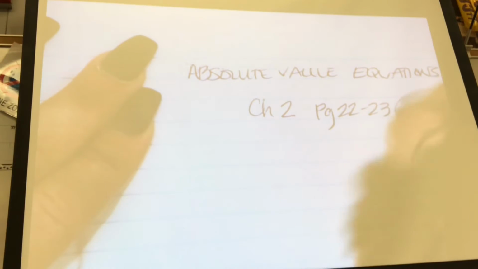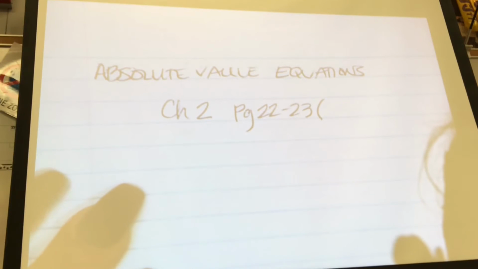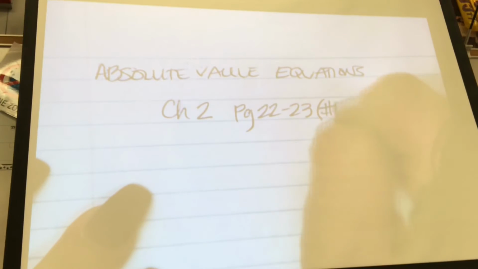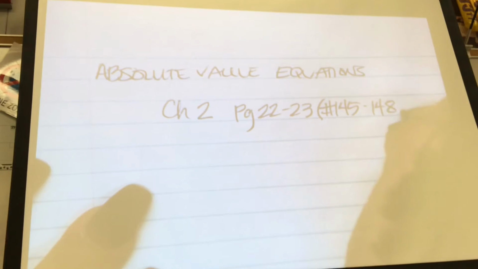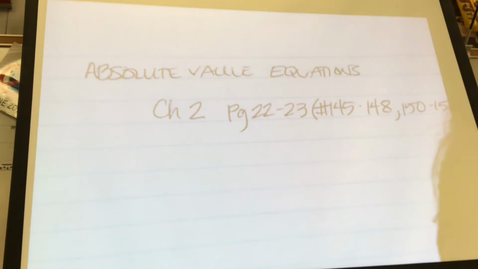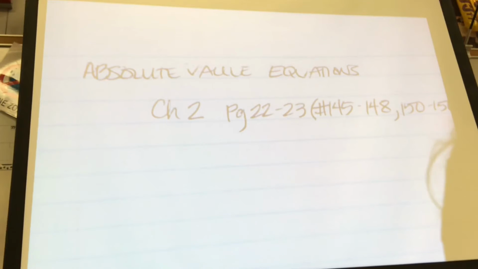This is absolute value equations. We're going to take our notes now. They're really, really short, and then we're going to start our homework. Tonight's homework is chapter 2, page 22 and 23. Write this down, please. We're going to do numbers 145 through 148, and then 150 through 156. It's on the board. It's now on here. It's on your stamp sheet.